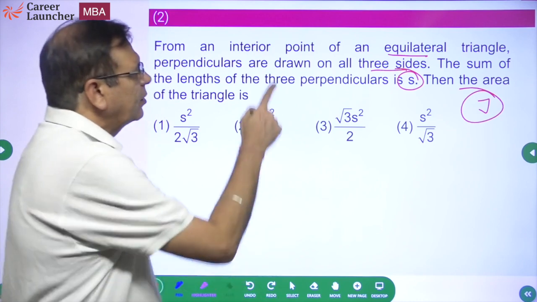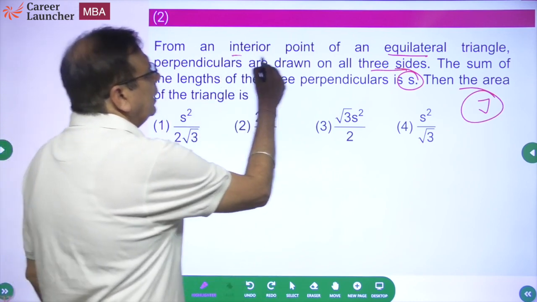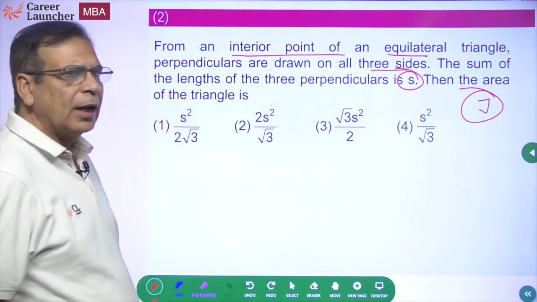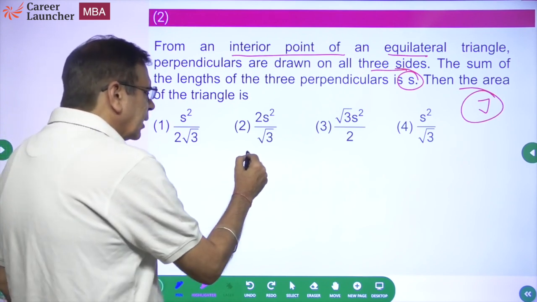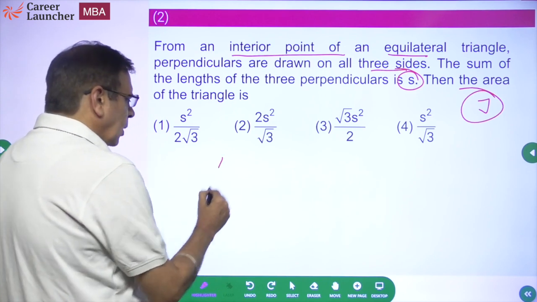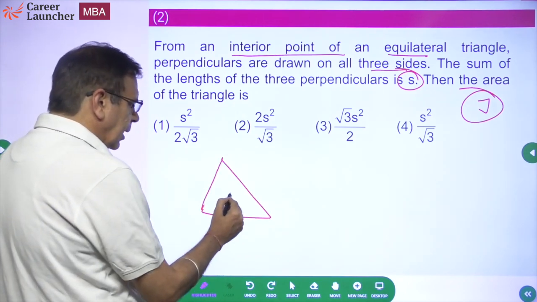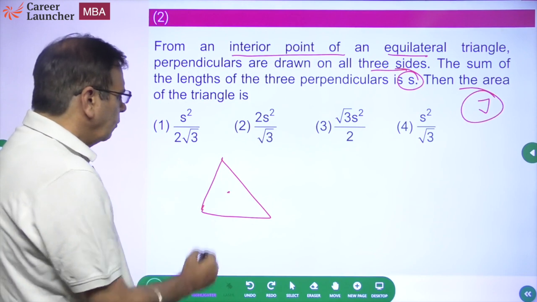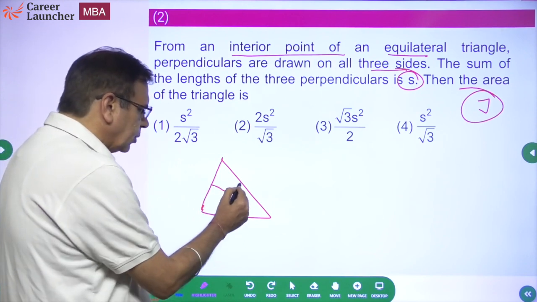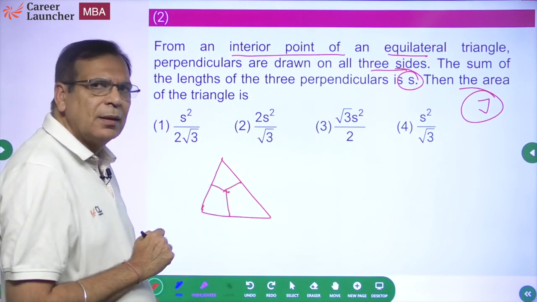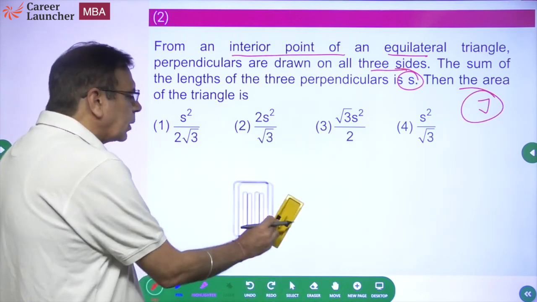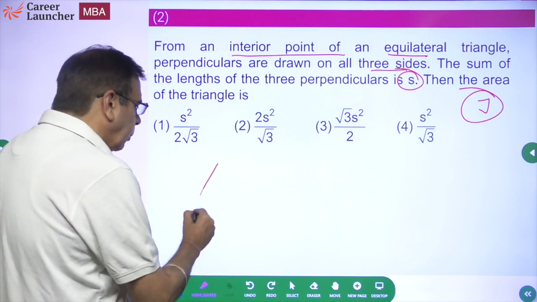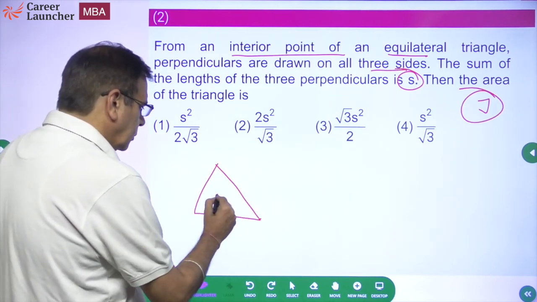What is a Jugaad? It says equilateral triangle, a point inside the equilateral triangle. Which point will you take? I will take the centroid. क्यों? क्योंकि centroid से मेरा काम आसान हो जाएगा ना. So if I look at an equilateral triangle and let me say this is the centroid. From centroid, if I draw the perpendiculars, all 3 will have the same length, isn't it? So हमारा काम आसान हो जाता है the moment we look at a known figure or a known point.